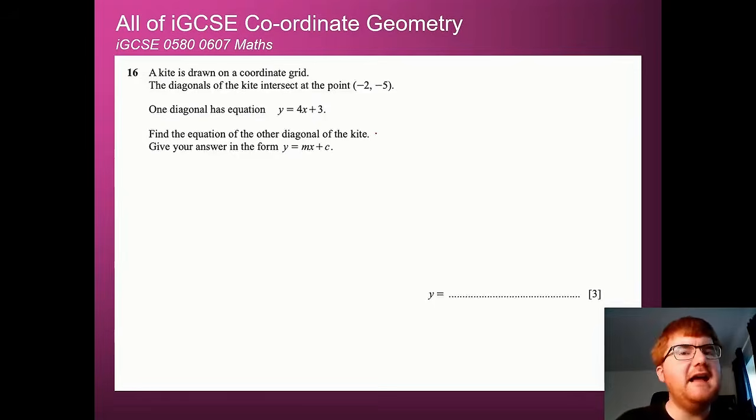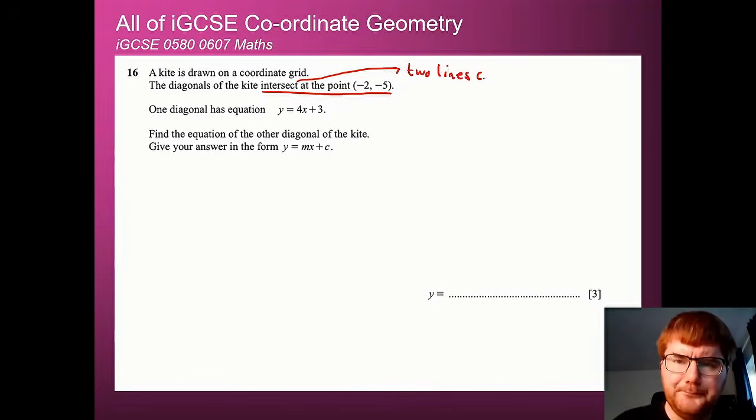Okay, on we go to a trickier question here from paper 2, and a kite is drawn on a coordinate grid. The diagonals of the kite intersect at the point -2, 5. So this word intersect we're going to see quite a lot. It means where the two lines cross. So if you're not sure about that word, then do make sure you know that. If you need to know about other trigger words, then check out the video above.